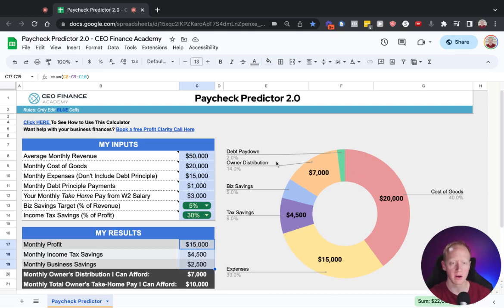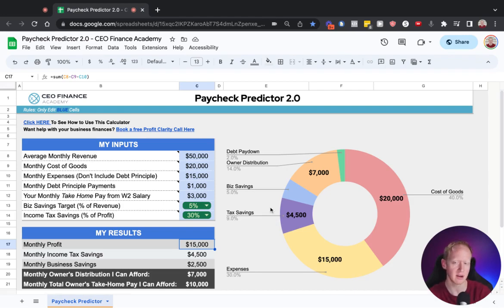Here's what is going on of the total pie. Of every dollar that comes in, here's the percentage that's going to cost of goods. In this case, 40%. Expenses, what percentage? Tax savings as a percentage of total revenue. Business savings, owner distribution, and debt pay down. This one is always interesting to see. What percentage am I actually paying myself? In this case, you need to be a pretty darn profitable business. 15,000 out of 50 puts us at, 15 out of 50, that's a 30% net margin. So this would be a very profitable business, but we work with plenty of businesses that are at that level.